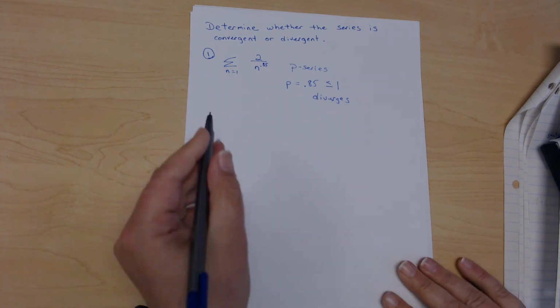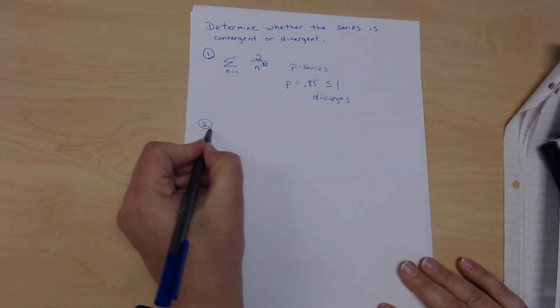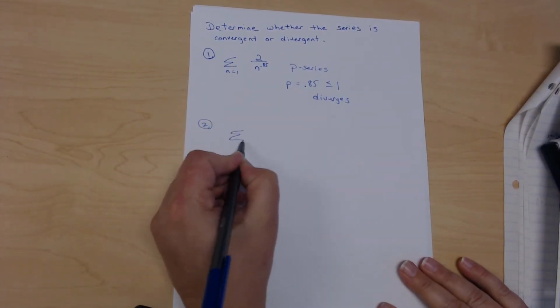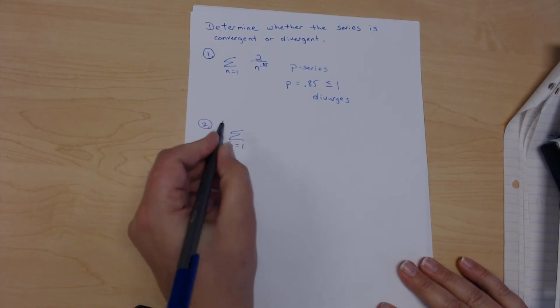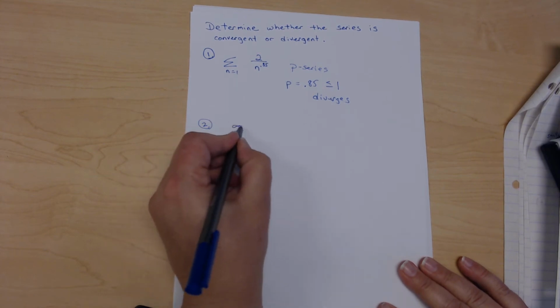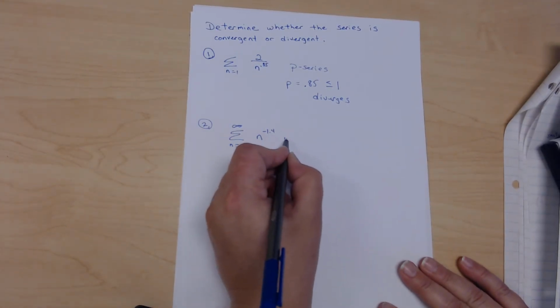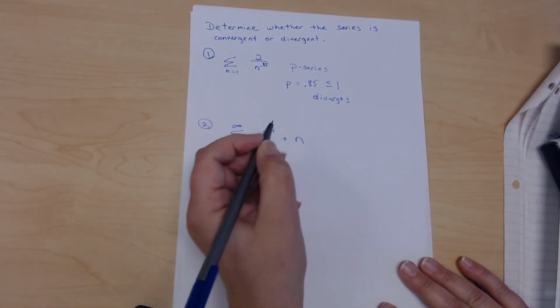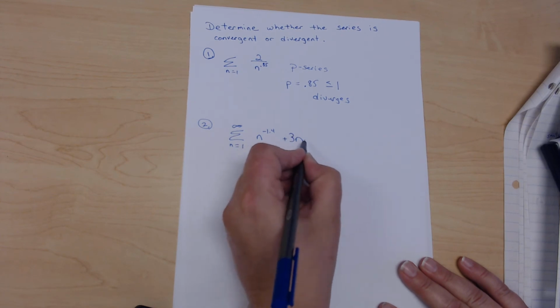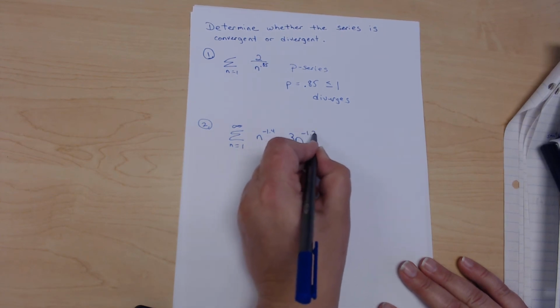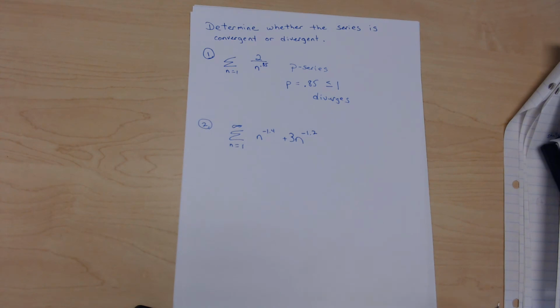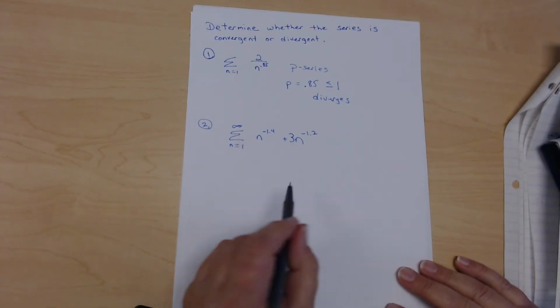All right, let's try another one. Number 2. The summation of n equals 1 to infinity of n to the negative 1.4 plus, I'm sorry, plus 3n to the negative 1.2. Okay, make sure you get that copied. So this, I'm just going to make into 2 separate problems. For summation, it is okay to make them separate.